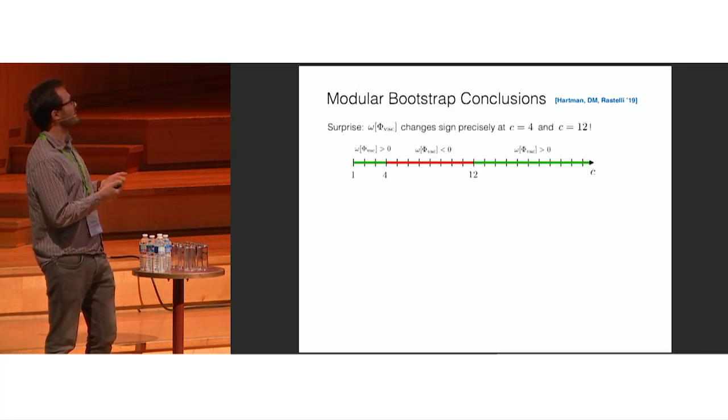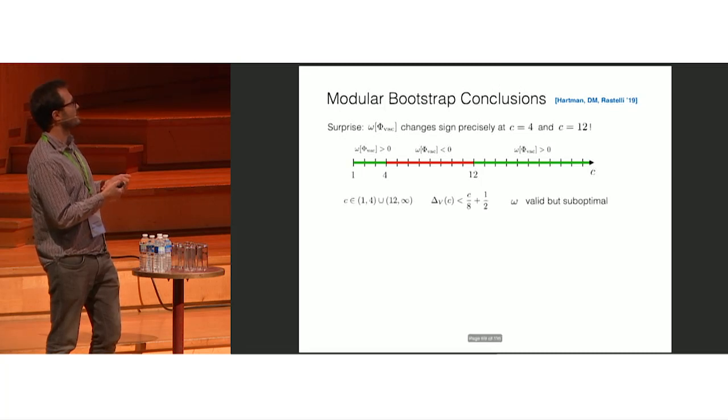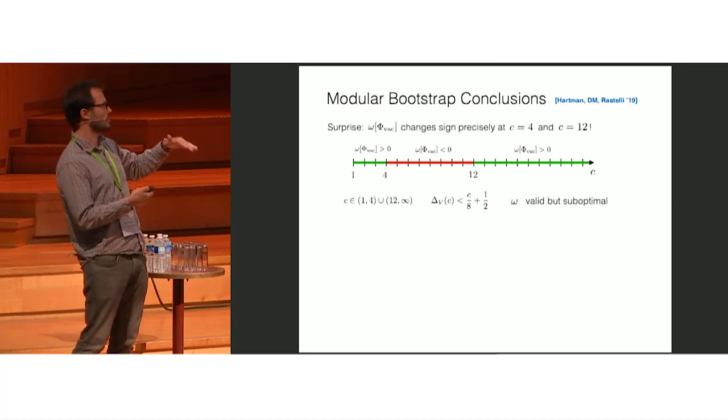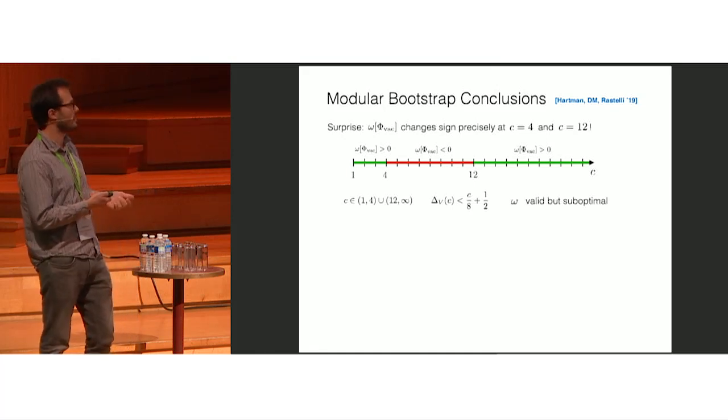So you do that, and you find the following conclusions. The surprise is that this function actually changes sign precisely at central charge equal to 4 and central charge 12. And it's positive between 1 and 4 and 12 and infinity. So in the region where it's positive, you can conclude that C over 8 plus a half is a valid bound. The omega is a valid functional because it satisfies the constraint that it needs to. It's positive on the vacuum, but it's suboptimal. It's not the optimal functional. It's not the optimal bound, but it's nevertheless a valid bound.